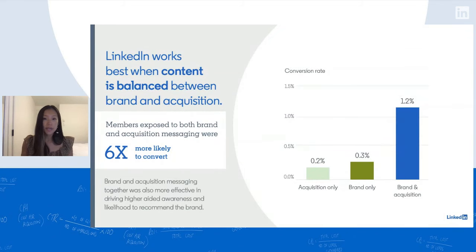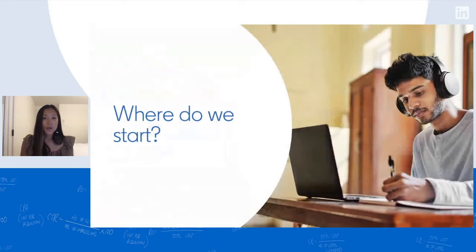So this is internal data that we have here at LinkedIn. And we've also found that when you're balancing brand and acquisition content together, our members are 6 times more likely to convert or engage with your content than if you're focusing on only acquisition or brand. So that's the short story for why we feel really strongly, especially during this time when content is being engaged with at such a high rate, that we do need to incorporate a level of both brand and demand content into our strategies on LinkedIn.